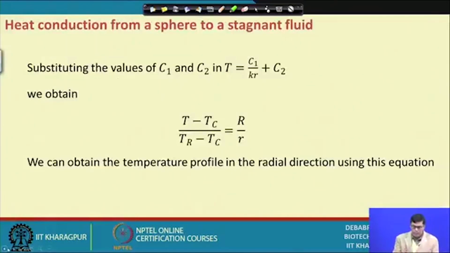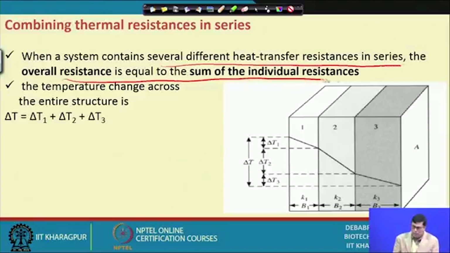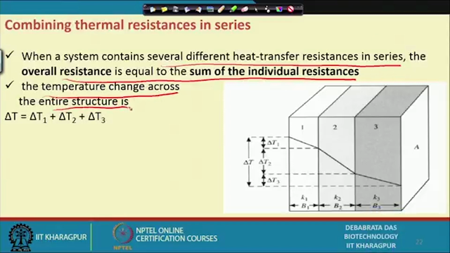Finally, we can write this equation: T equal to C1 into Kr, and (T1 minus Tc) by (Tr minus Tc) equal to capital R by small r. Now, this is the combining resistance, which is very important. When a system contains several heat transfer resistances in series, the overall resistance equals the sum of the individual resistances, and the temperature changes across the entire structure.